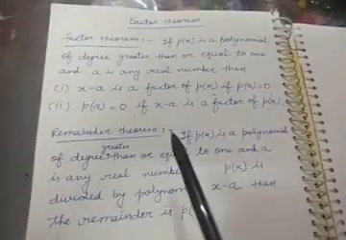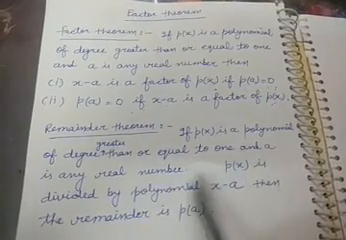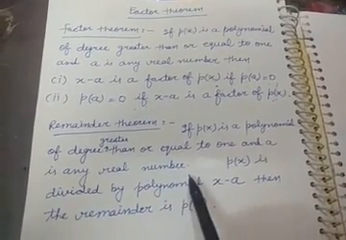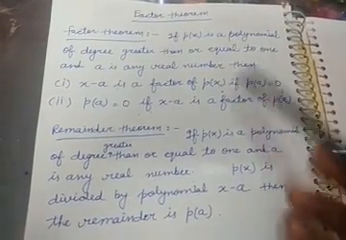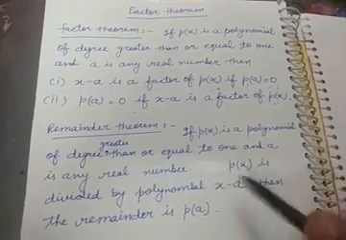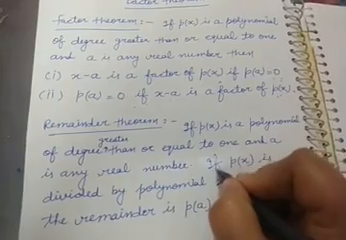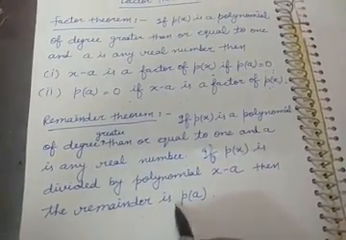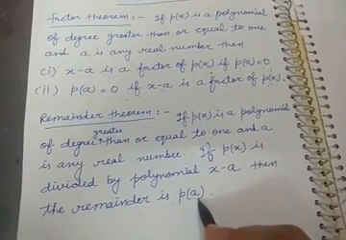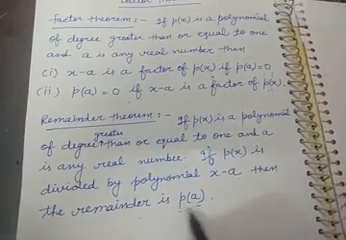Let's read the statement of remainder theorem also, then I will explain. If p(x) is a polynomial of degree greater than or equal to 1 and a is a real number, and if p(x) is divided by the polynomial x minus a, then the remainder is p(a).